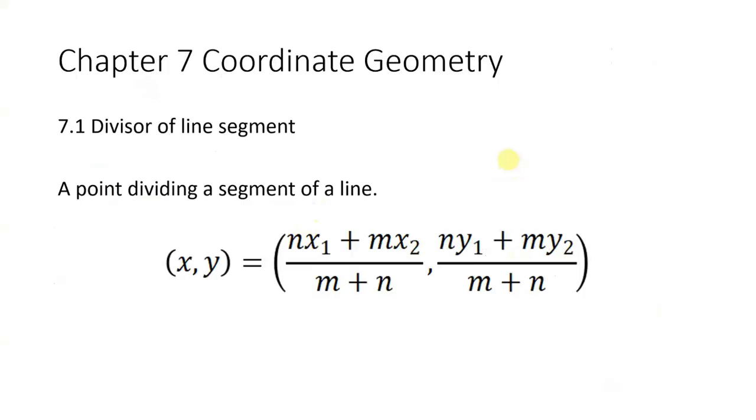Now we look at chapter 7, coordinate geometry. The first formula in this chapter is subtopic 7.1, divisor of a line segment, where we are looking for the coordinate of the point which divides a segment of a line by using this formula.